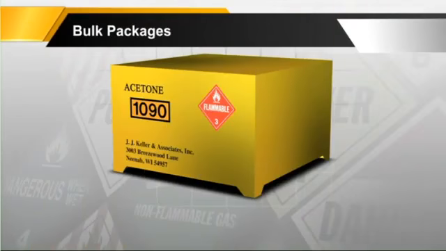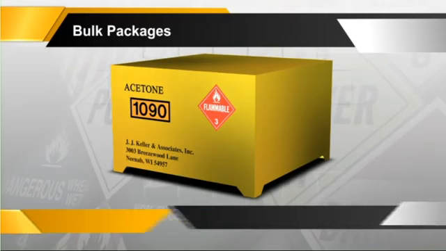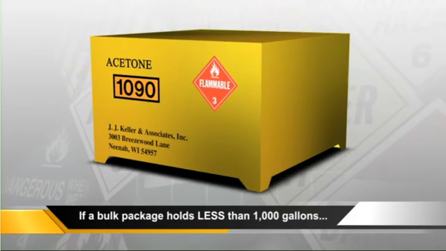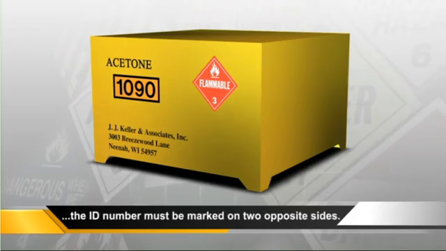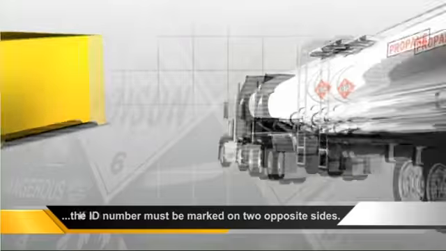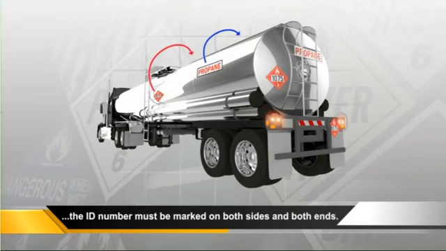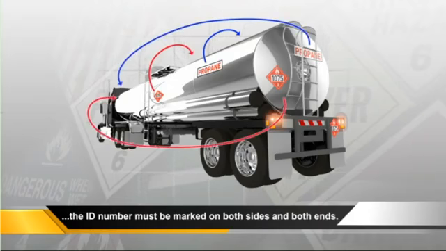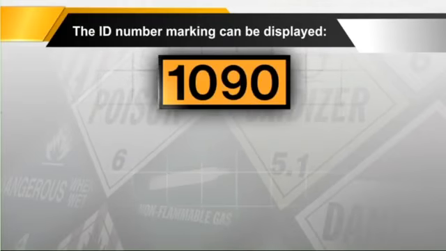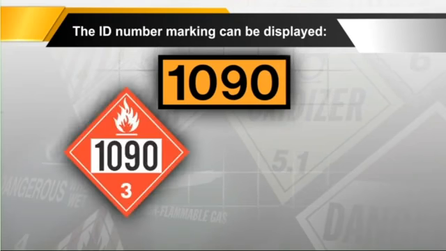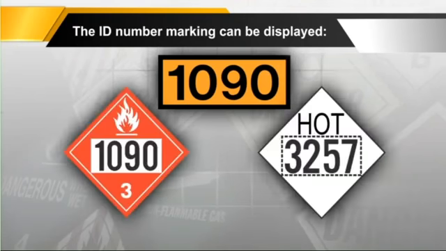On bulk packages, the material's identification number must be displayed as described in the regulations. If a bulk container holds less than 1,000 gallons, the identification number must be marked on two opposite sides. If the container holds 1,000 gallons or more, the identification number must be marked on both sides and both ends. The identification number marking can be displayed in black on an orange panel, or across the center of a primary hazard placard, or on a plain white square-on-point configuration, the same size as a placard.